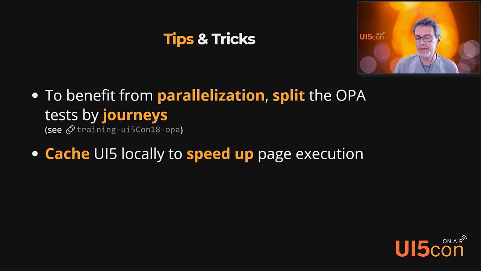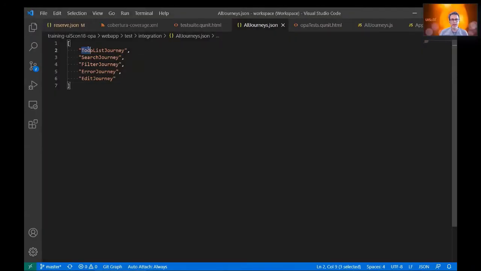So one pattern that we use in my team that I can give you today for free is to simply consolidate all the journeys that you will execute inside one file. That's what we do in my team. So we have one file called alljourneys.json, which enumerates all the journeys that we want to execute.